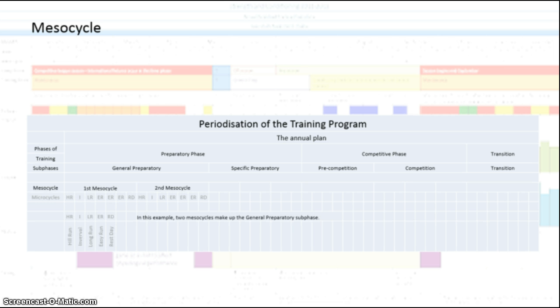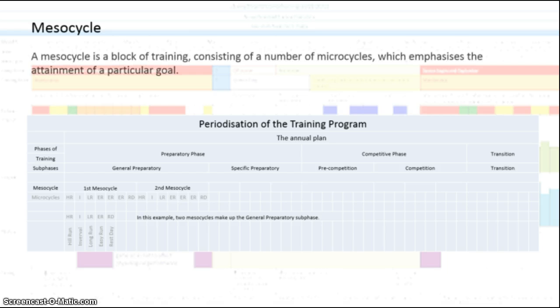Next, we're going to look at the mesocycle. A mesocycle is a block of training consisting of a number of microcycles, which emphasizes the attainment of a particular goal. The phases of training, preparatory, competition, and transition, can be thought of as distinct mesocycles, whereby the athlete is working towards achieving certain goals and objectives. Typically, a mesocycle is 4 to 12 weeks in duration.